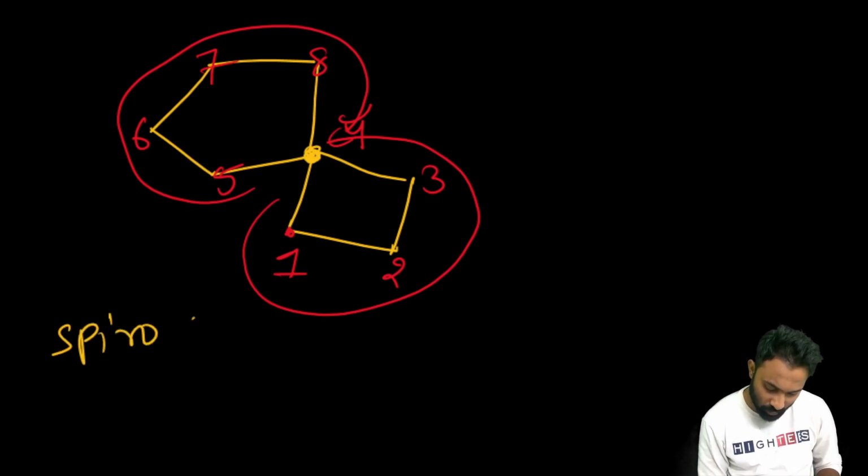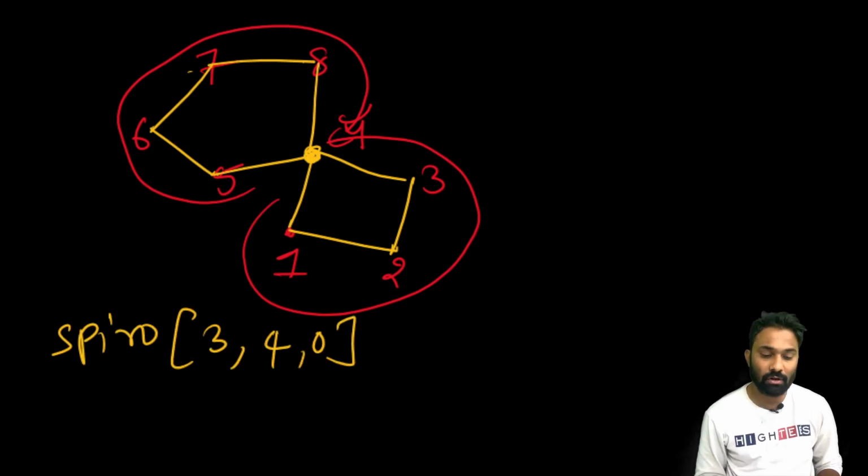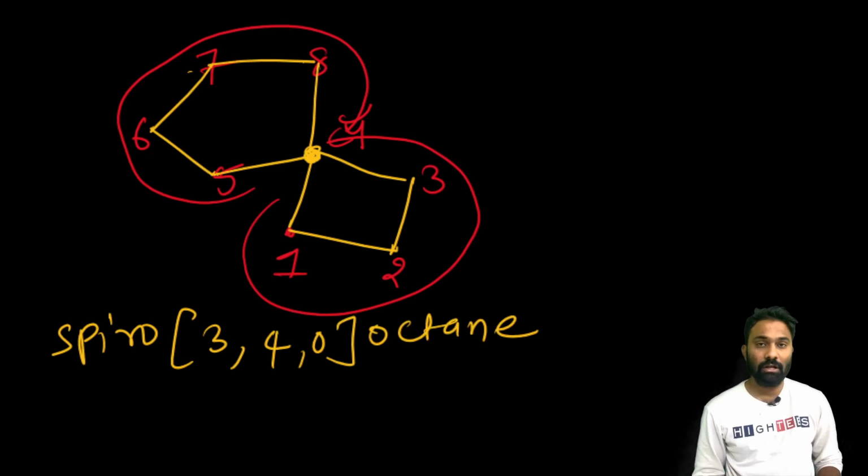Then write the naming of this compound. Spiro, lowest carbon having 1 2 3 4, 3 comma 4 comma 0. How many carbons are we having? Total 8, right? Octane.